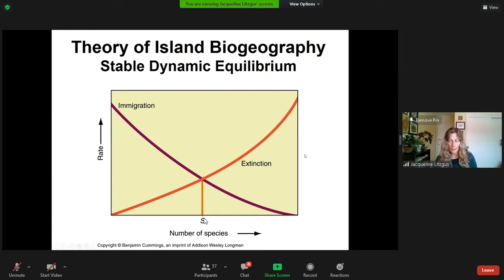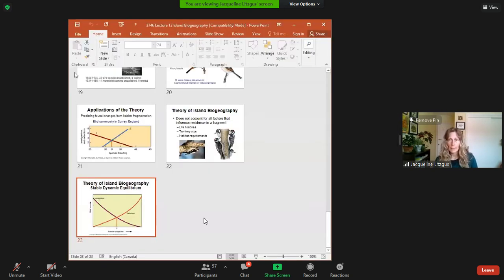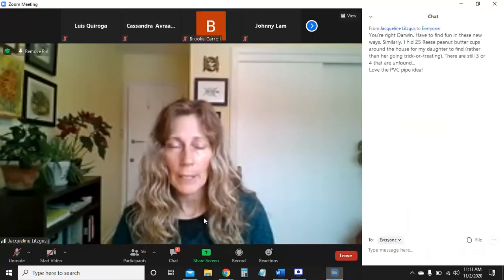So large islands have a lower extinction rate, and small islands have a higher extinction rate. Larger islands have more elbow room, more space, and more habitat heterogeneity, so there's less niche overlap, so we can have a higher number of species that are successfully there, okay? Versus a small island, which has less elbow room, more competition, more extinction.